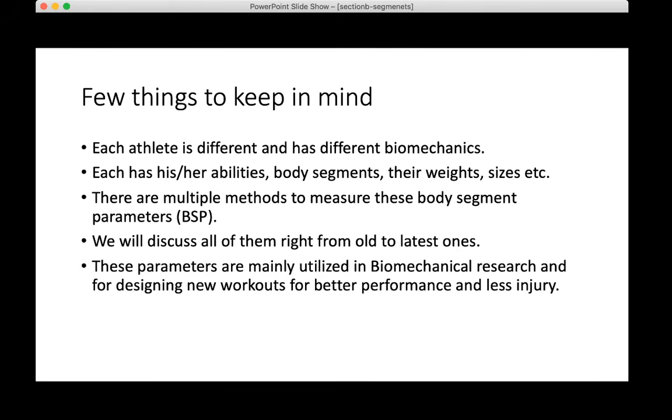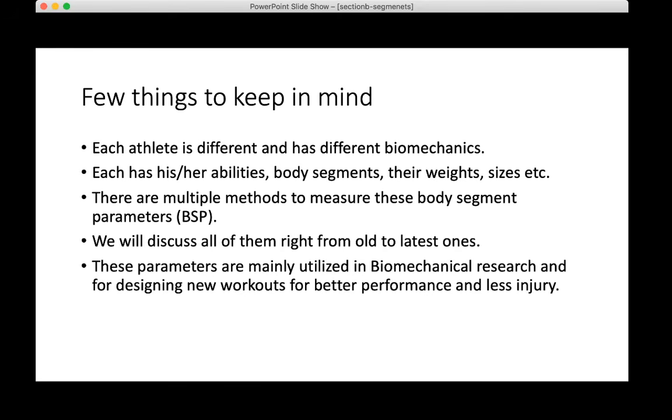That's why these methods have been evolving, and we are still making them better and better. These are the methods for measuring body segment parameters, and body segments are your body parts. Now, the last point is very crucial: these parameters are mainly utilized in biomechanical research, for designing new workouts for better performance and less injury. This line summarizes all the points I have told you. In medical science also these parameters help.